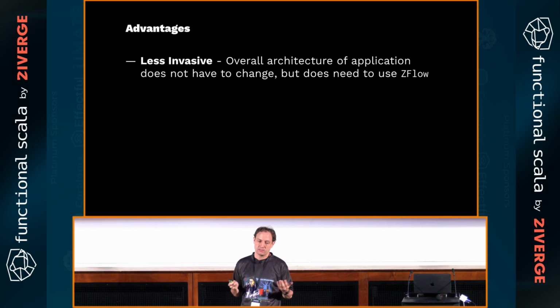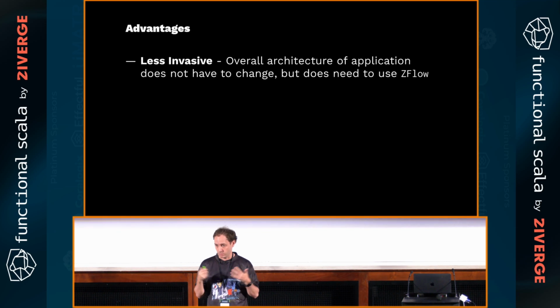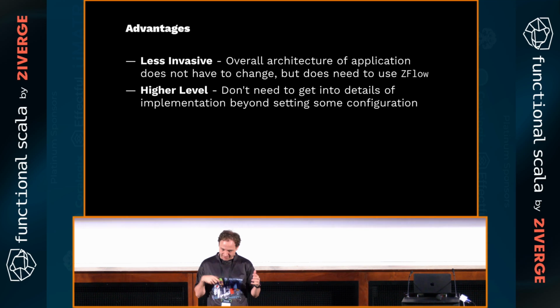So what's nice about this? Well, it's definitely less invasive. We saw that the architecture of our application didn't really have to change, that we still had that same for comprehension, we still had those same 5 steps, we saw them one after another. So that's nice. At the same time, we do need to change every one of those type signatures to be a ZFlow versus ZIO. And those are similar data types. They have similar operators, but they don't have exactly the same operators. So still something there.